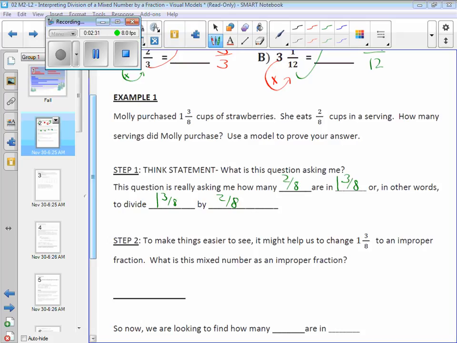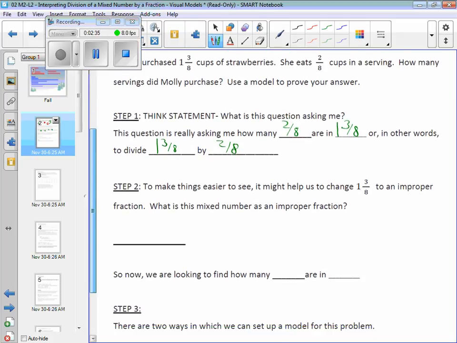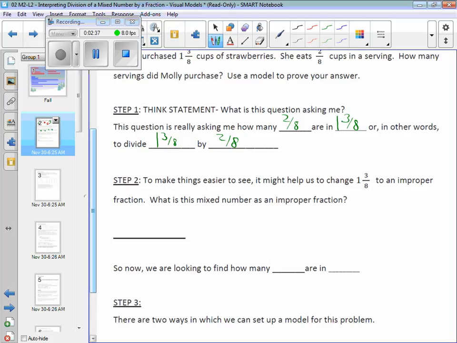Now, in order to model it, what we want to do first is take our mixed number 1 3/8 and change it into an improper fraction. So what's 1 3/8 as an improper fraction? Kaylin Mallory. 11/8 is correct. And then when we rewrite the think statement, it's how many 2/8 are in 11/8. We're going to model it 2 ways.